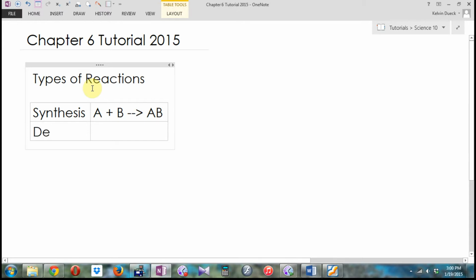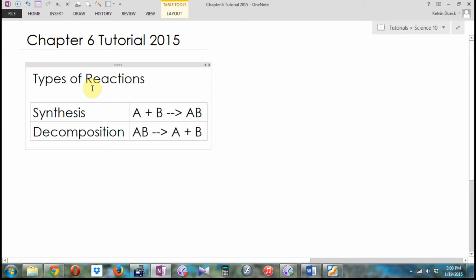The opposite of synthesis was decomposition. AB gives A plus B. And what I really mean is single element plus single element gives compound, and compound gives single element plus single element. Okay, that works, although there's also 2 others that begin with S and D, but they have the word single and double. Okay?